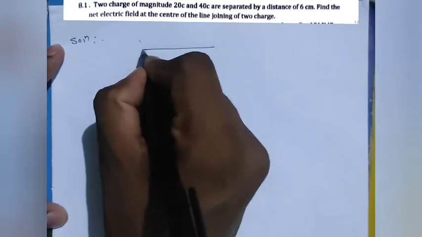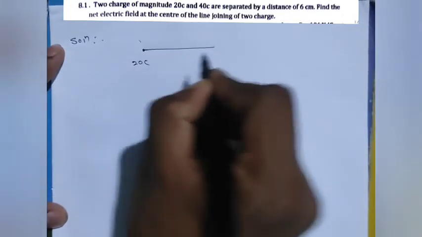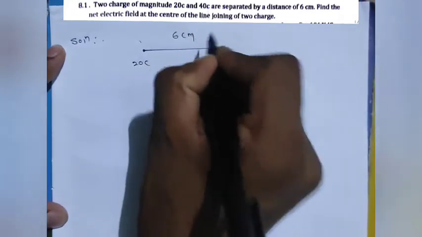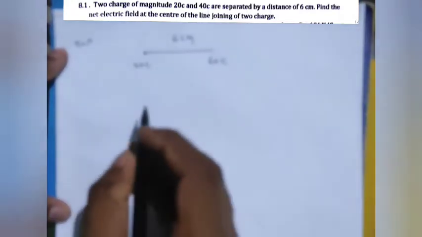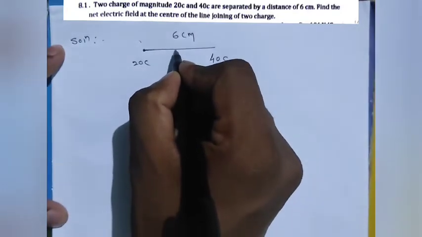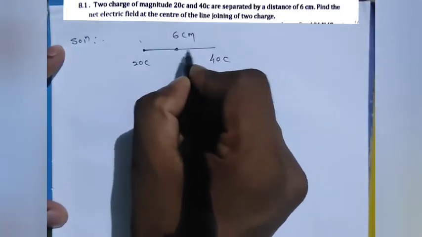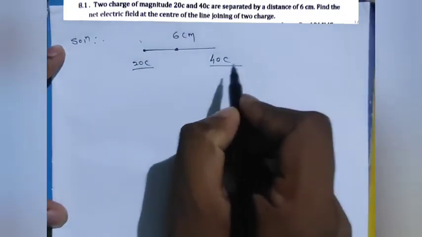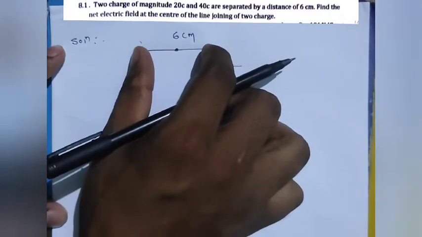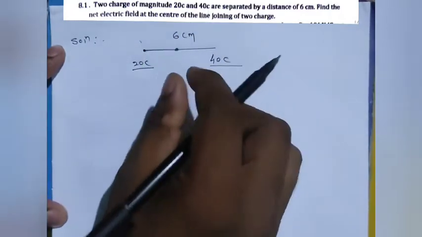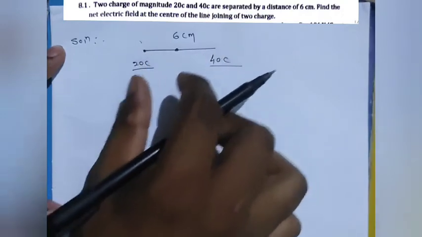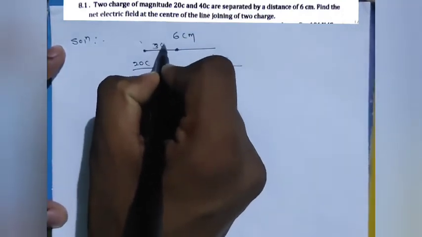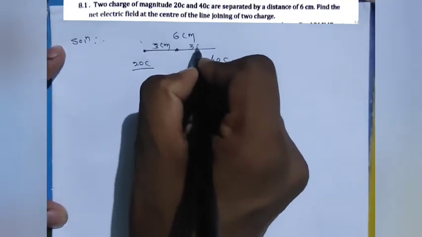There are two point charges, one is 20 coulomb and another is 40 coulomb, separated by a distance of 6 cm. In the question it is given that we have to find the net electric field at the point which is at the center of the line joining the two charges. Total distance is 6 cm and this point is placed at the center, so this will be half of 6 cm. This distance will be 3 cm and this will be 3 cm.